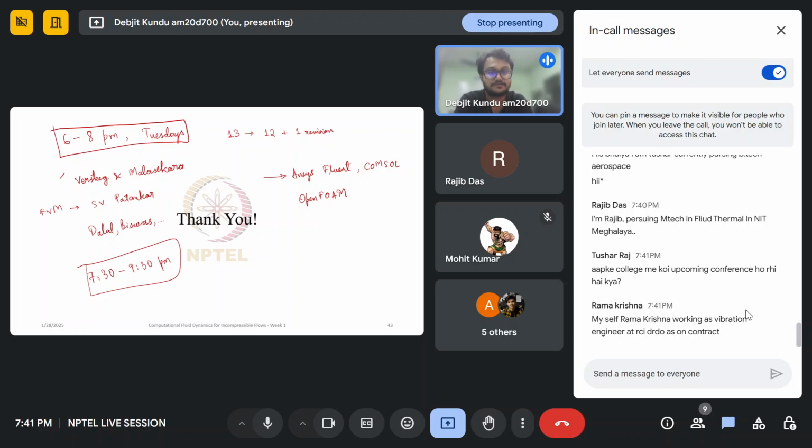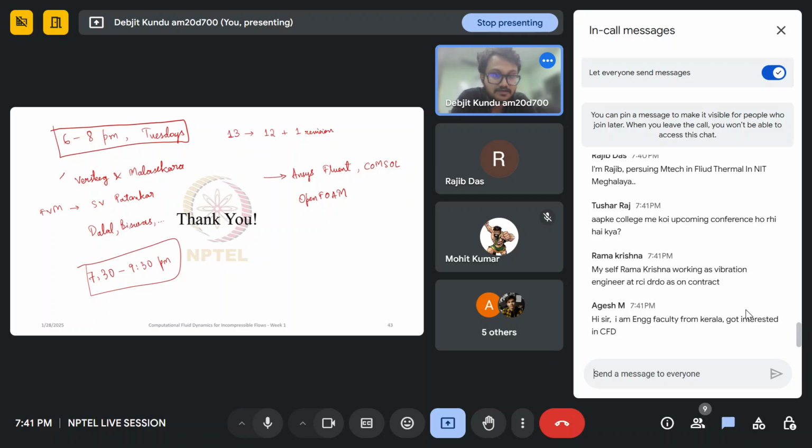Ramakrishna is working as a vibration engineer at DRDO. Okay, nice. Pleasure to have you, sir. Agesh is from an engineering faculty in Kerala, with an interest in CFD. Hi, welcome to this course. So we have some faculty members as well. BTech guys, beware.